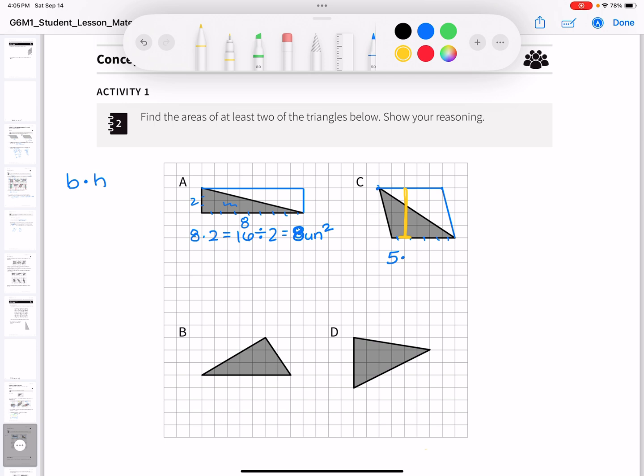Okay, so the height is 1, 2, 3, 4. So I'm going to do 5 times 4, which is 20. But remember, we don't want the whole parallelogram. We only want half of it. So I'm going to divide by 2, right? So 20 divided by 2 is 10 units squared. That is the area of the shaded triangle. So we're really doing half of a parallelogram.